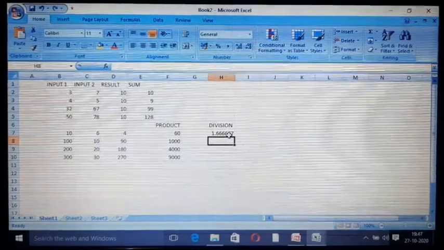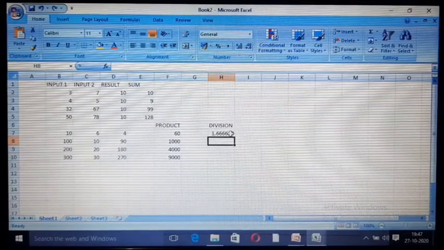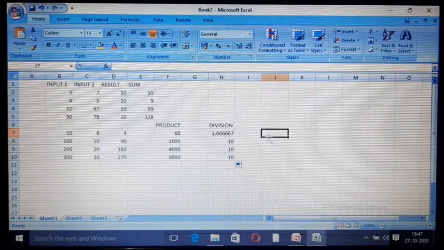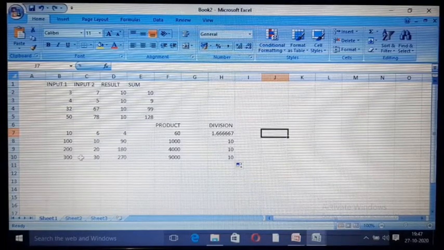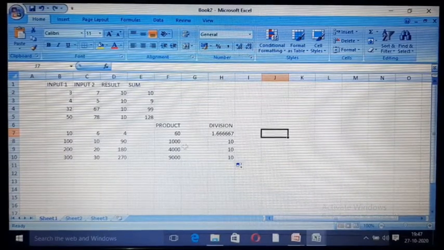Now the answer is 10 divided by 6 is 1.6667, like this. Now you can drag like this. Now 100 divided by 10 is 10. Now this is correct. 200 divided by 20 is 10. 300 divided by 30 is 10.